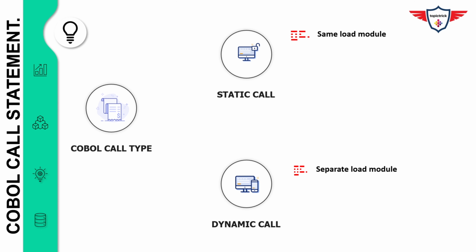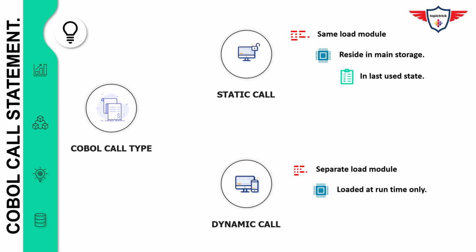In dynamic calls, the COBOL subprogram is not link edited with the main program. Instead, it is link edited into a separate load module, and it is loaded at runtime only when it is required. But in static calls, the load module is already present in main storage, and the branch to the subprogram is performed. And whenever you have subsequent execution of call statements, whether it is a static call or a dynamic call, the called program will always be in the last used state.